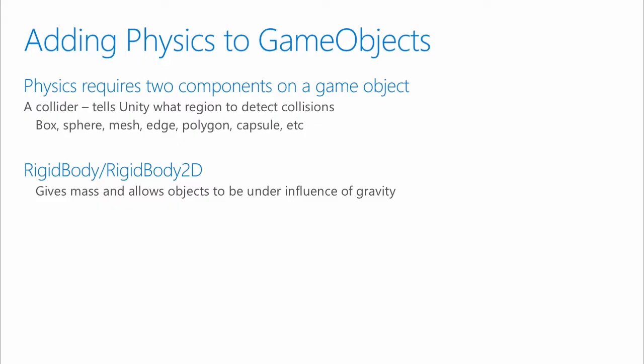The second component that you need, depending on what you want to do, is a rigid body. And a rigid body gives mass, and it really allows that object to be under the influence of gravity. If you want a fixed platform in space, it just needs a collider. If you want an object that's going to be moving through space and hitting other objects, you should have a rigid body and a collider. If you have just a rigid body, the object will fall, but it will never hit anything. So again, the rigid body is used for mass, that gives it mass under the influence of gravity.